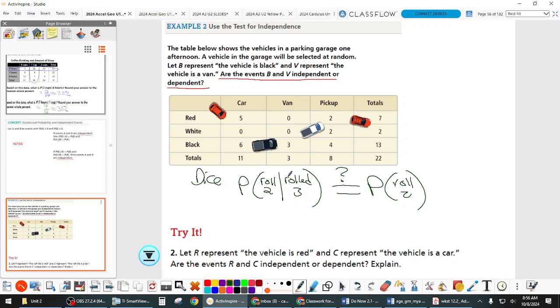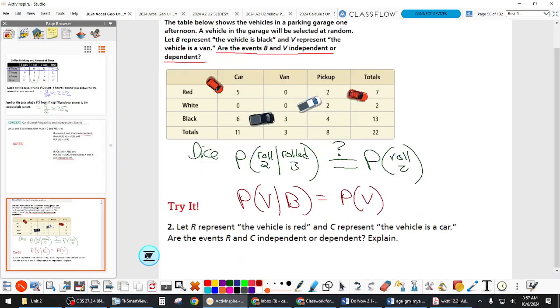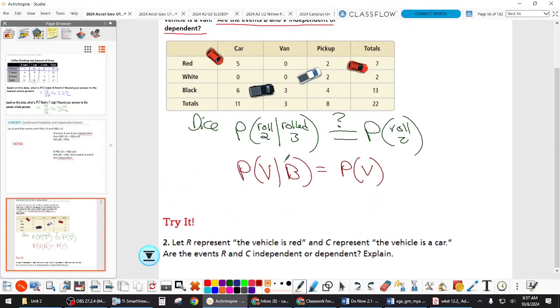So let's see, this is our concept. Let's see if it's true here. It says, are black vehicle and van independent or dependent? Help me set this up. It's probability of something given something: V given B. Really with this one you can do it either way, so let's do this first one. Alright, what does this mean?